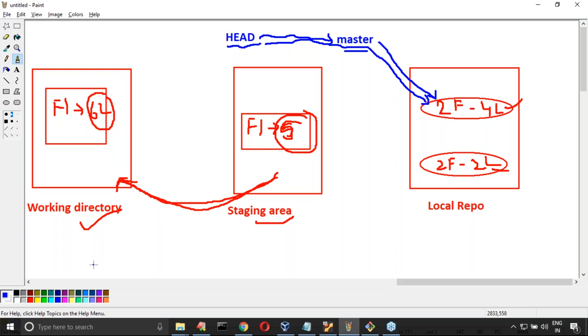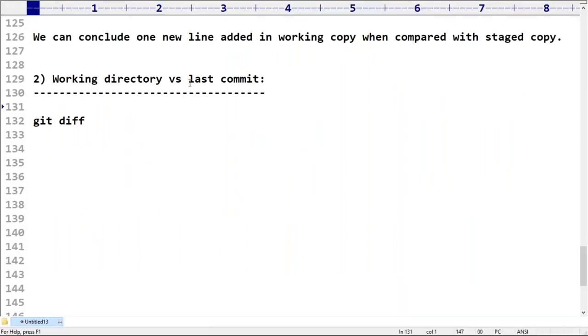Yes, friends. Any doubt about this? Okay. Now it's very clear. So we have to compare with the last commit. The last commit can be referenced by HEAD. Correct or not? The last commit can be referenced by HEAD.